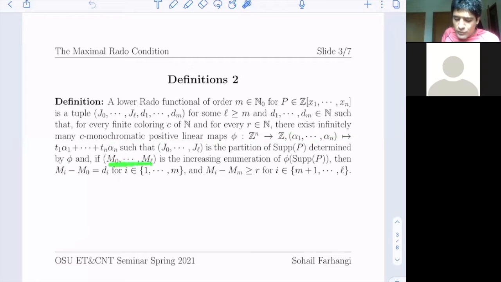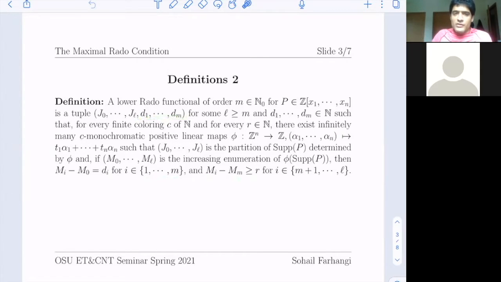if M0 to ML is the increasing enumeration of the values of the support when you evaluate it under this map, then the differences of the first m, or really mi minus m0, where i is from 1 to m, are going to be equal to these values that you prescribed. And then for all other values, we have mi minus m0 is bigger than or equal to r.